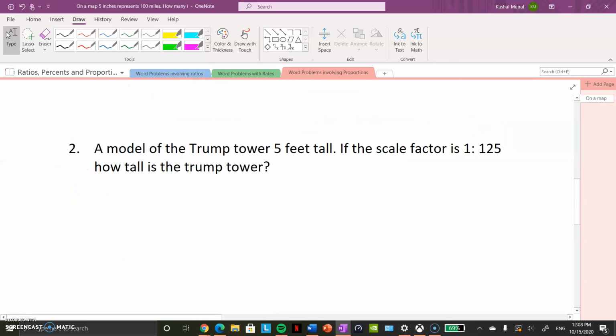A model of the Trump Tower is 5 feet tall. If the scale factor is 1 to 125, how tall is the Trump Tower? So, let's draw a diagram. This is our model, and it is 5 feet tall. 5 feet is how tall our model is. And the actual tower is an unknown number of feet.